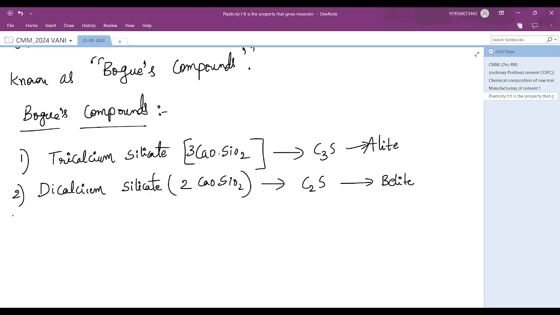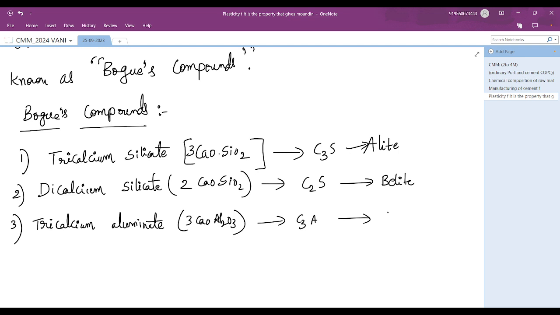Next, tricalcium aluminate, that is 3CaO.Al2O3, abbreviated as C3A, and this is called as aluminate.